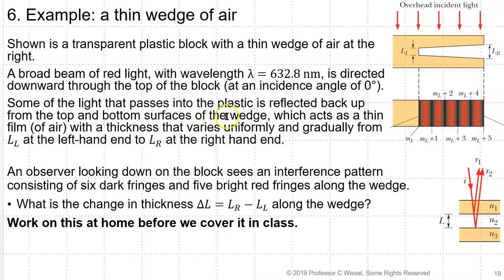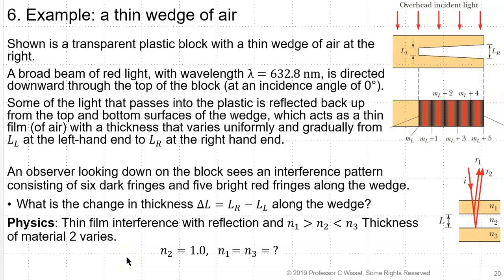Some of the light that passes into the plastic is reflected back up from the top and bottom surfaces of the wedge. The air acts as a thin film with a thickness that varies uniformly and gradually from the left side, where it's L sub L, to the right side, where it's L sub R. An observer looking down on the block will see an interference pattern consisting of 6 dark fringes and 5 bright fringes along the wedge. What is the change in thickness? That is L_R minus L_L along the wedge.